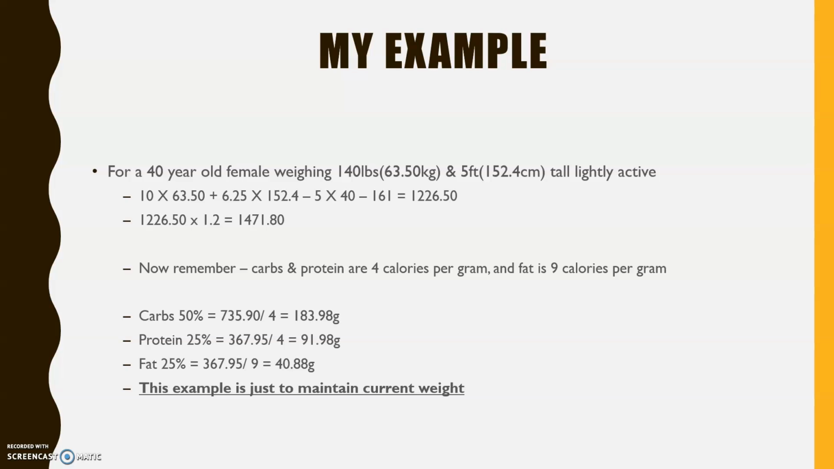and 0.8. Now, carbs and protein are 4 calories per gram, and fat is 9 calories per gram. So I chose to go with carbs 50%, protein 25%, and fat 25%. So I did 50% of the calories, which would be 735.9, and then I divide it by 4 because there's 4 calories per gram. So it shows that I need 183.98 grams of carbs a day. And I did the same thing for the fat and the protein. Again, this example is just to maintain current weight, and you can round up or down. You're most likely not going to go to the decimals.